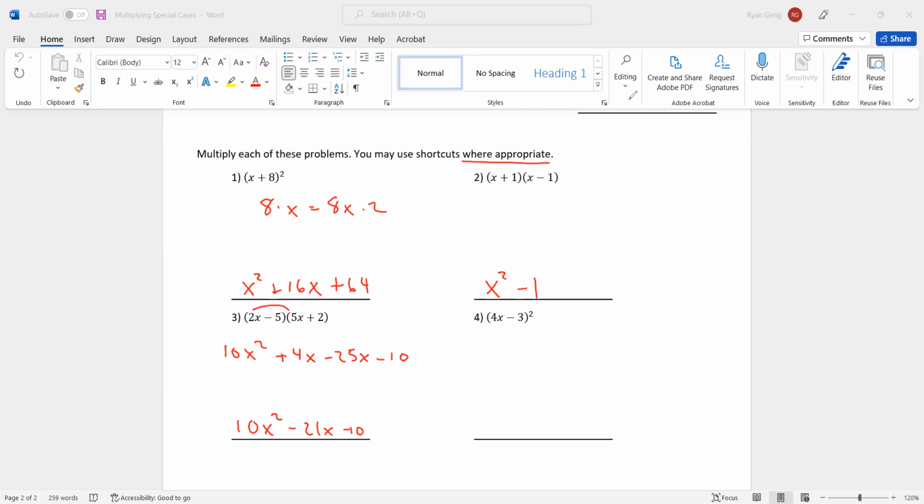Number 4, got a squared. It's a special case. 4x times itself is 16x squared. -3 times -3 is 9. Middle term, 4x times -3 is -12x. Times 2 is -24x. Okay. And that's it. If you didn't like those shortcuts, just FOIL. That's all I got to tell you.